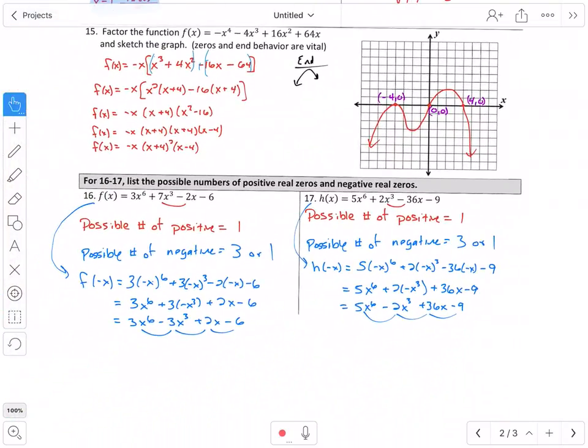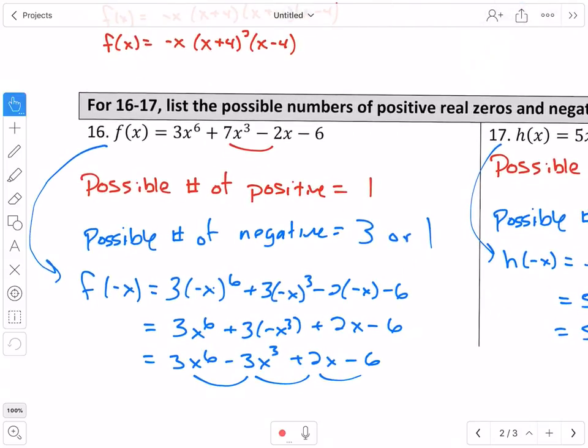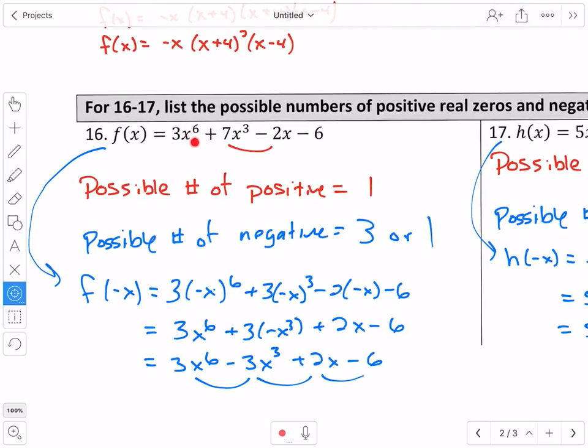16 and 17. List the possible number of positive real zeros or negative real zeros. This is Descartes' rule of signs, René Descartes. You want to make sure the terms are in descending order from greatest to least. Count the number of sign changes. There is one sign change, so the possible number of positive real zeros is 1.